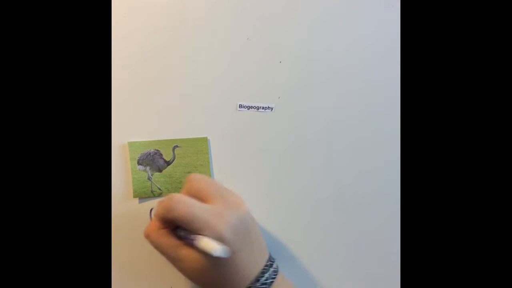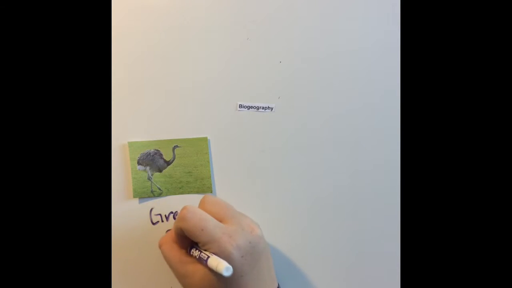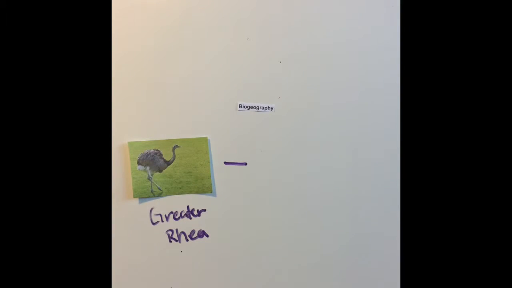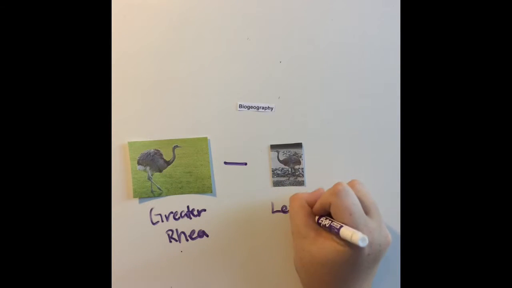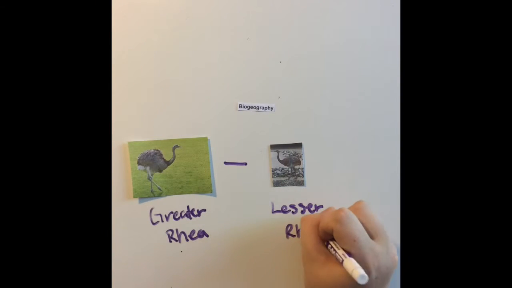He also noticed that the greater rhea, an ostrich-like bird, was found in the north of South America, while the lesser rhea lived further south. From this, he reasoned that related species could be modified according to environmental differences.